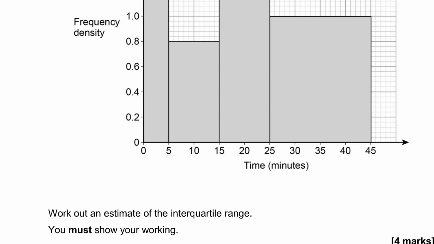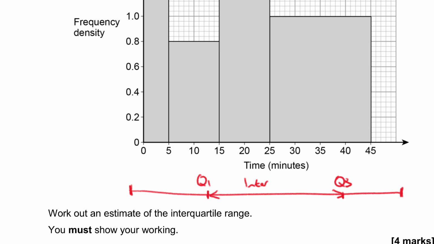That's an interesting question. The interquartile range is the distance between the upper quartile and the lower quartile. Let me draw this. Imagine all your data points in a line, going from the lowest value to the highest value. We need to find the person at Q1, which is 1/4 of the way through the data, and the person at Q3, which is 3/4 of the way through the data, and then work out the distance between them. That's the interquartile range.